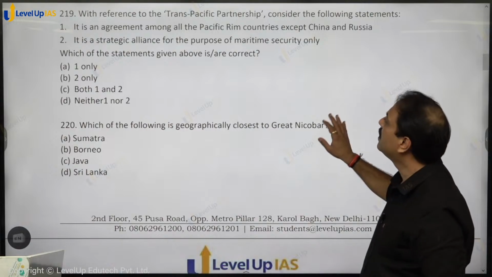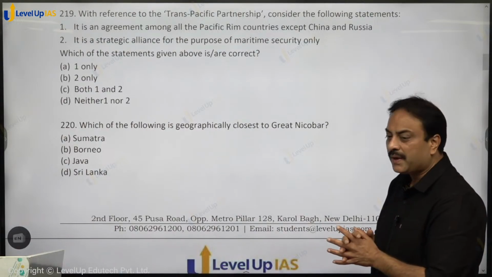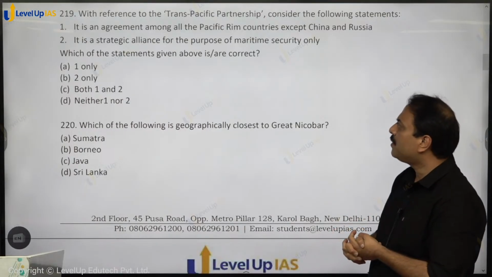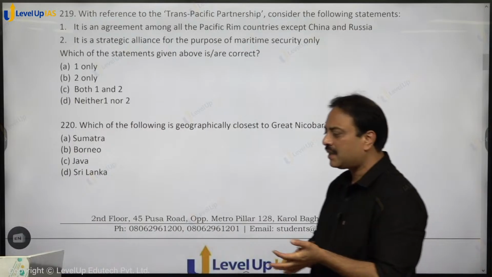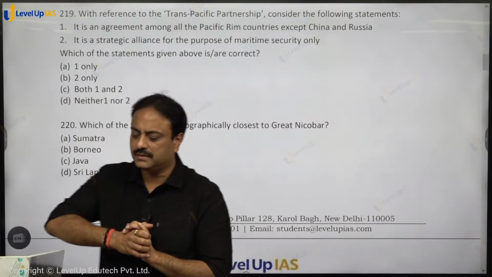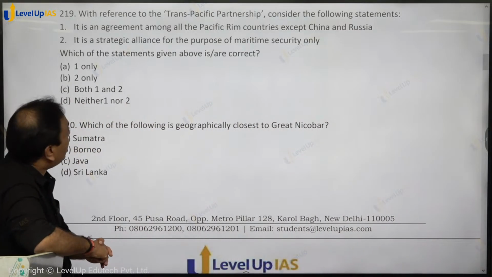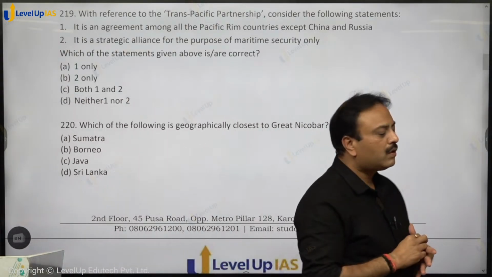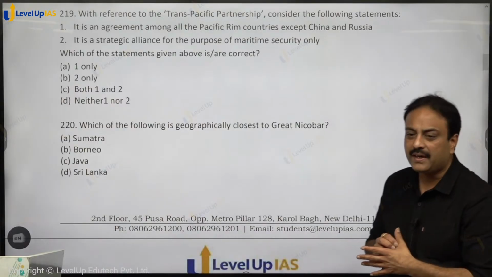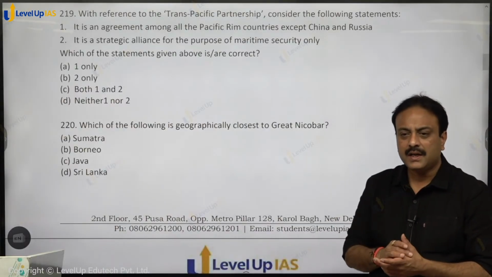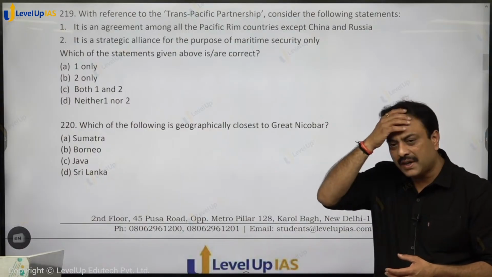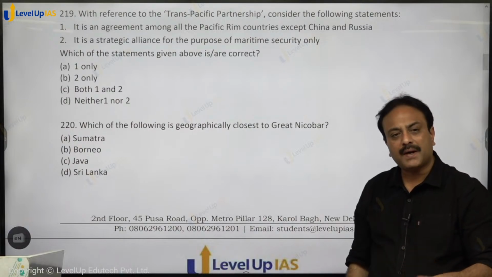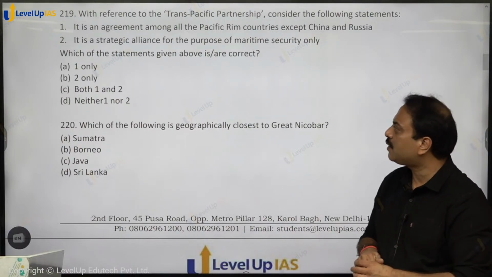Myanmar fault. Okay. With reference to Trans-Pacific Partnership, consider the following statements. It is an agreement among all the Pacific Rim countries except China and Russia. It is a strategic alliance for the purpose of maritime security only. Now, Trans-Pacific Partnership is between a limited number of countries, not all the Pacific Rim countries. There are a number of countries around the Pacific Ocean. So it is not like only China and Russia are not there. Apart from that, many countries are not there. So the statement becomes wrong.